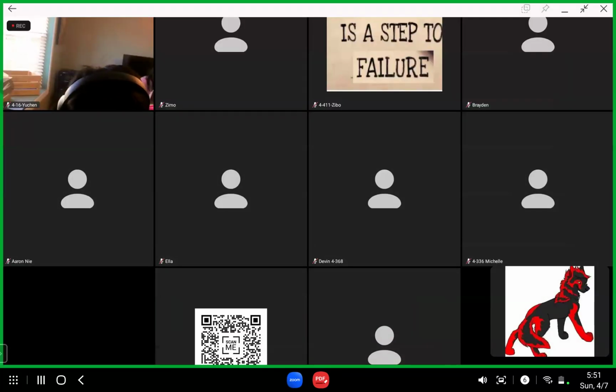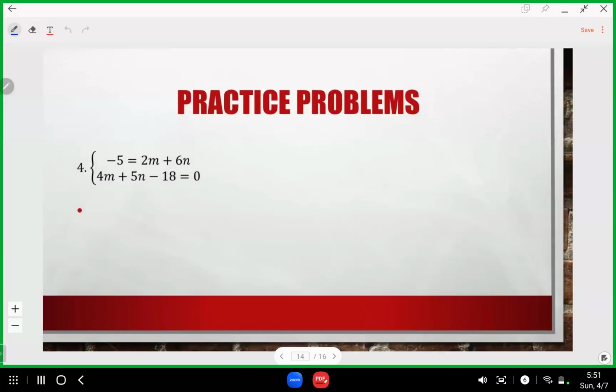Okay, let's check the answer for this one. So this one, I'm going to say, you probably have to isolate m. So we can isolate m here. 2m is equal to negative 5 minus 6n. Okay. So then you have to divide this by 2, negative 5 minus 6n over 2. That's fine.